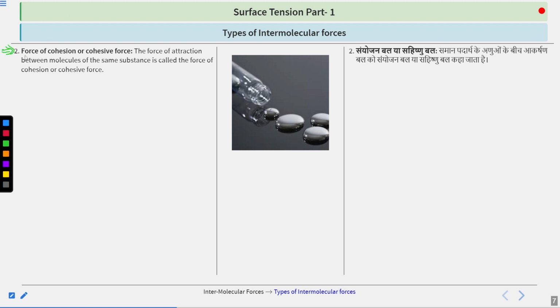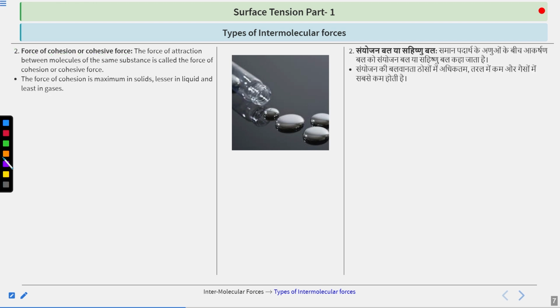Then, force of cohesion or cohesive force. This is the second type of intermolecular forces. So force of cohesion or cohesive force is the force of attraction between the molecules of the same substance. Now the substances are not different as in the case of adhesion or adhesive force, but in this case the substances are similar. So the force of attraction between the molecules of the same substance is called the force of cohesion or cohesive force.